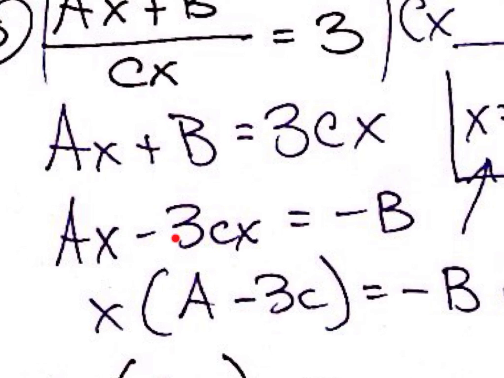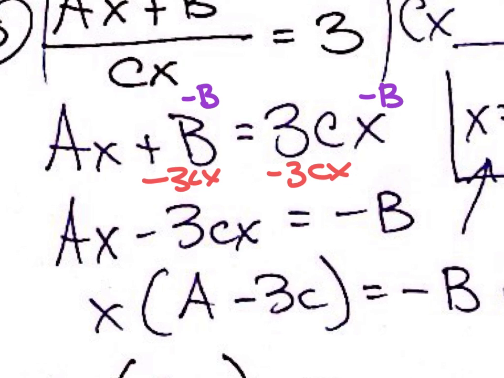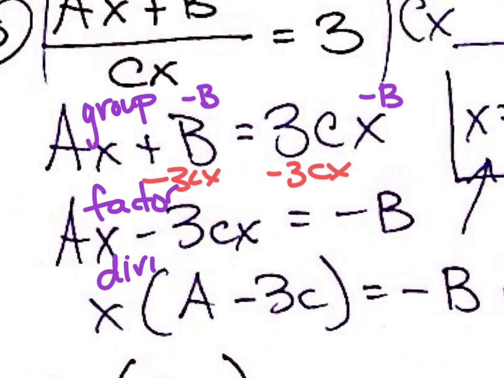We need to group them together. I subtracted 3cx from both sides, and I did another step here, and I subtracted b from both sides. Now that these are grouped together, we can factor out the x so that we can divide by that and get x all by itself. So we grouped, we factored, and then we divided.